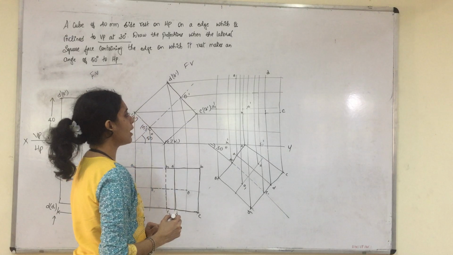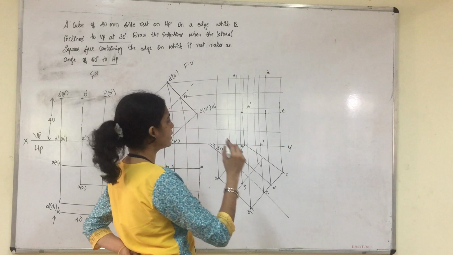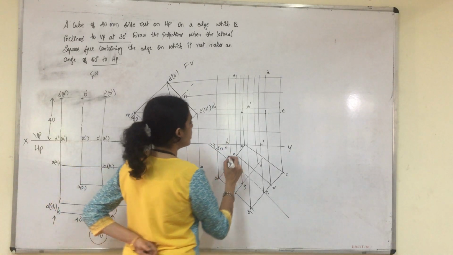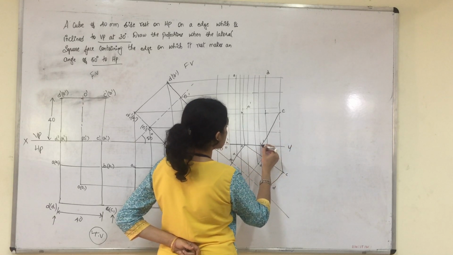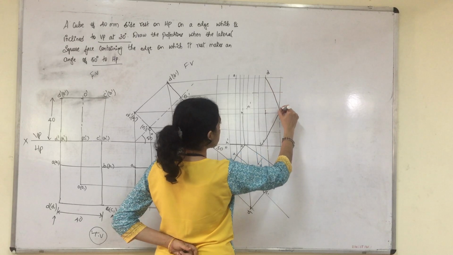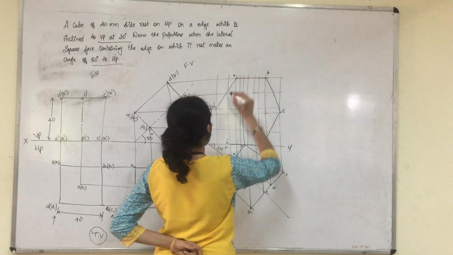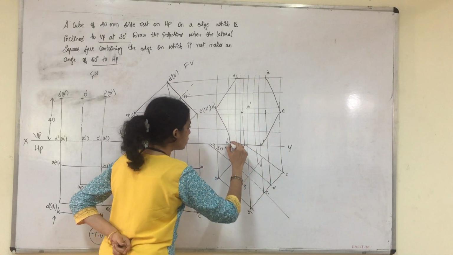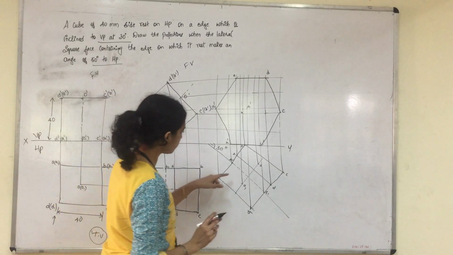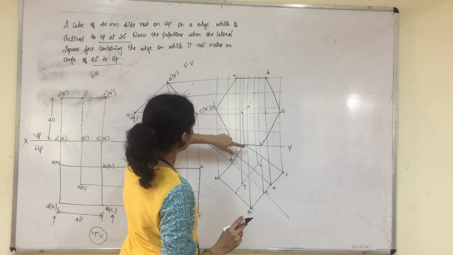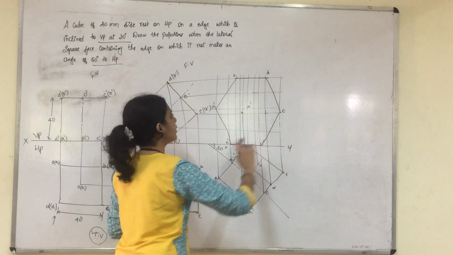Right? So now what we have to do is join the outer boundary, which is visible. So B1 dash to C1 dash, C1 dash to C dash, C to D, D to A to A dash, A1 dash to B1 dash. So this will be visible. This is B1 dash. So this is just B. Okay. So now the outer boundary is visible.